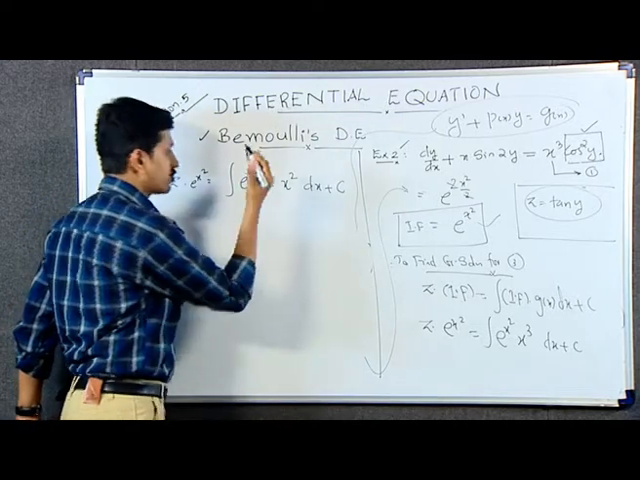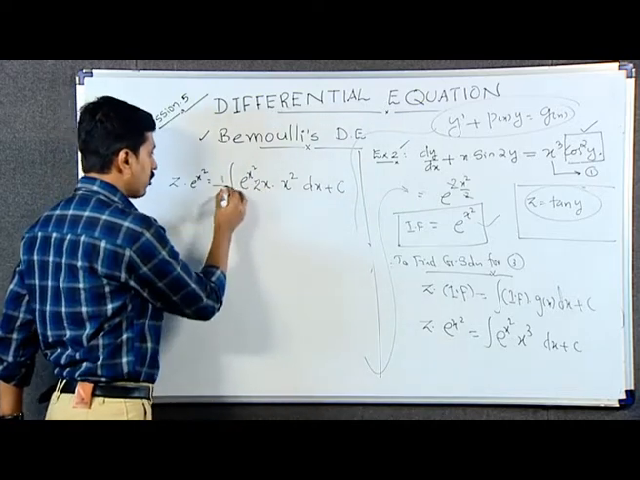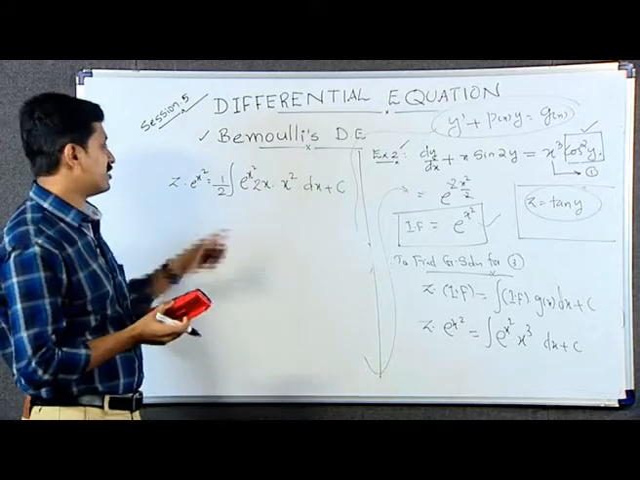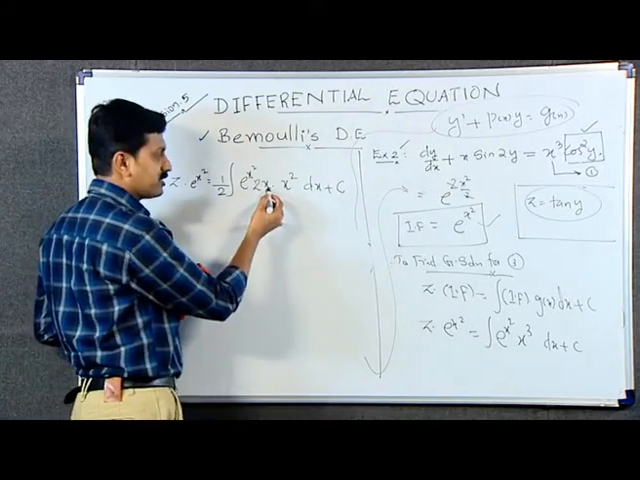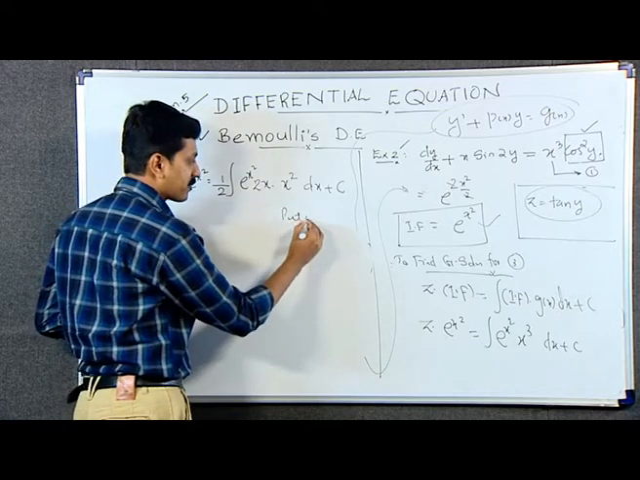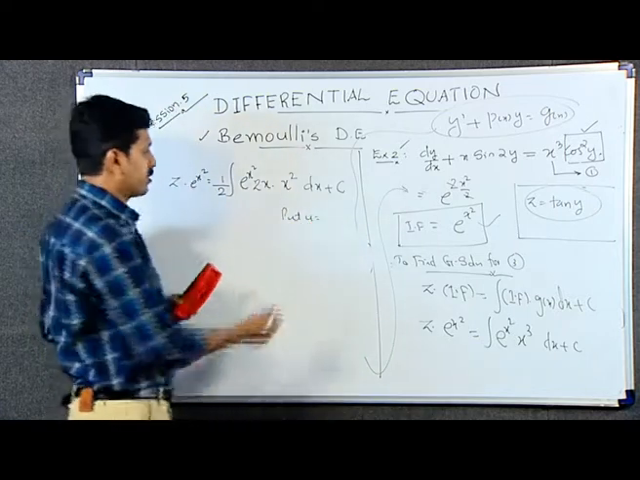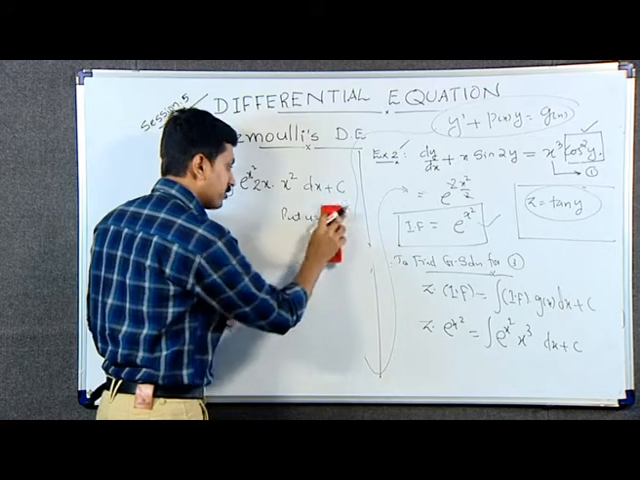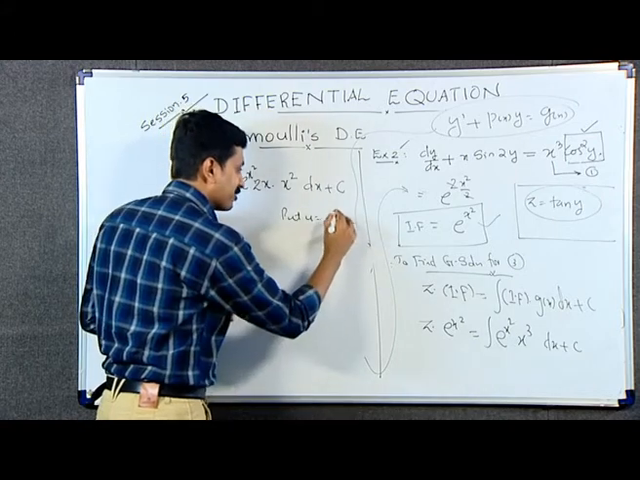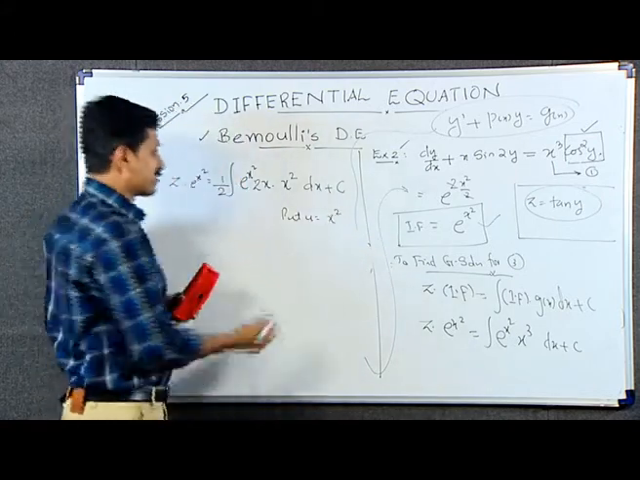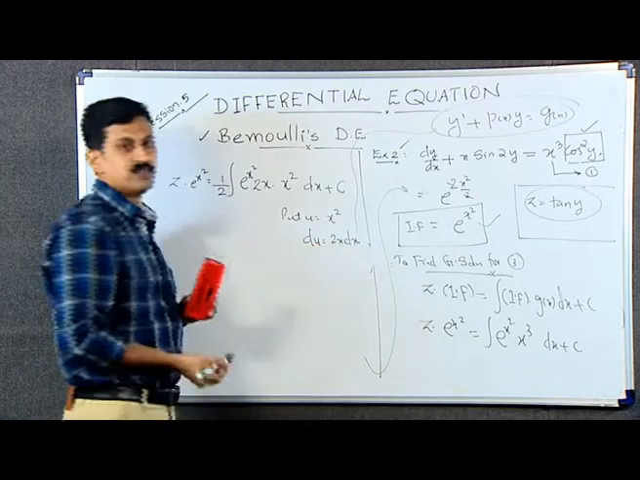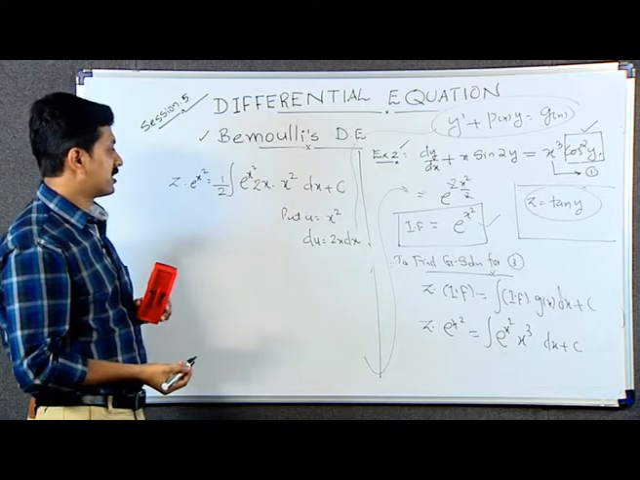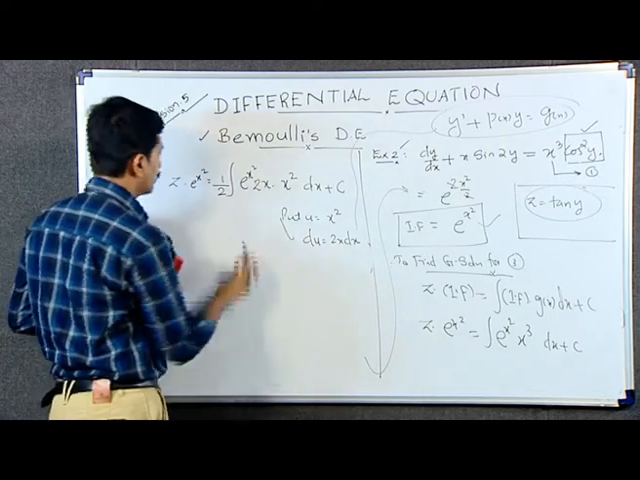Make this as 2, I am writing 2 here. To compensate that 2, I am dividing by 2 here. So, for this I can substitute, put u is equal to x square. So, du is equal to 2x dx. So, we can substitute these values here.